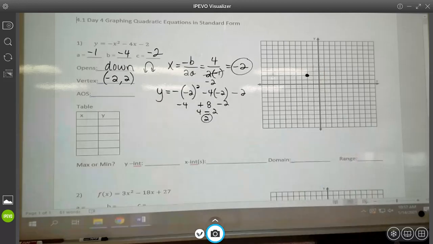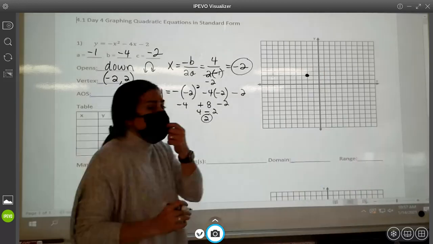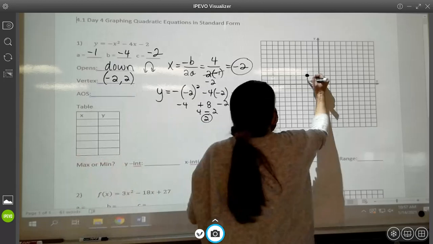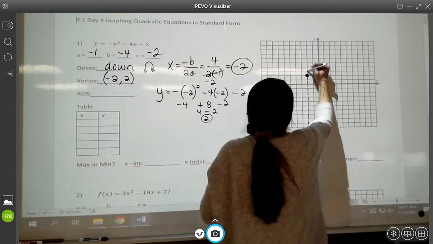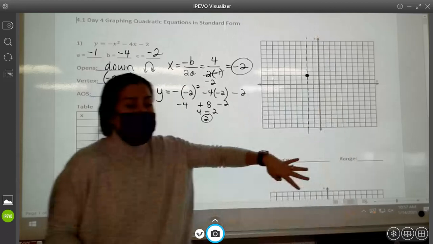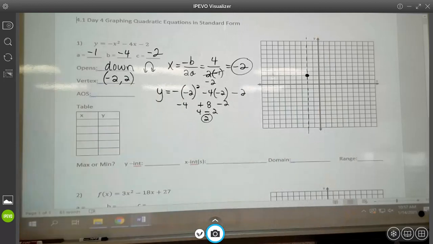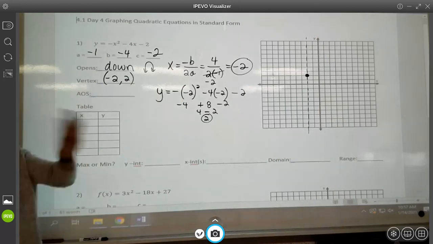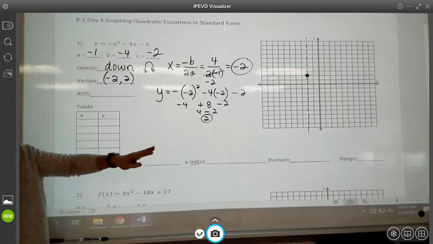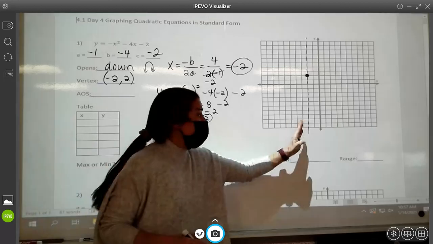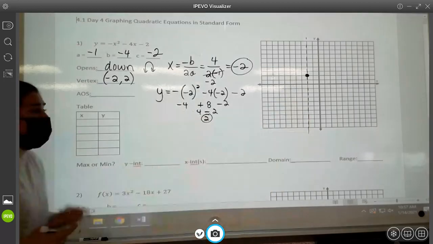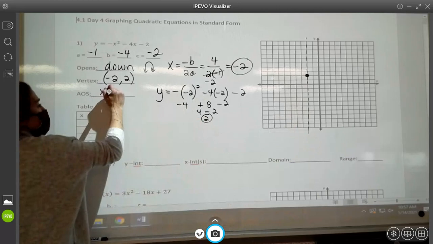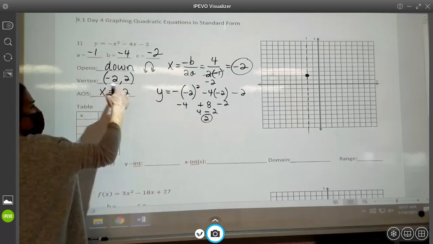All right, now they want the AOS, that imaginary vertical line that goes right through your vertex and cuts the parabola in half and says everything on the right side will match everything on the left side. All right, what is the equation of that AOS? It's the vertical line, x equals, what is the x-coordinate on that line? Negative 2. Right, they always match.